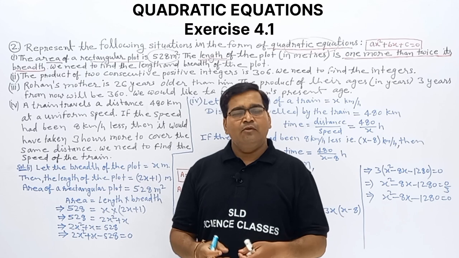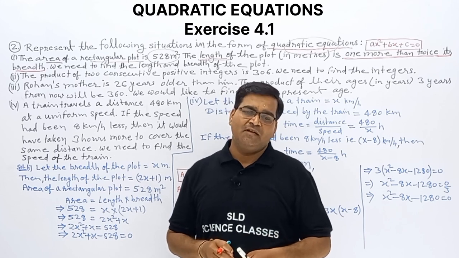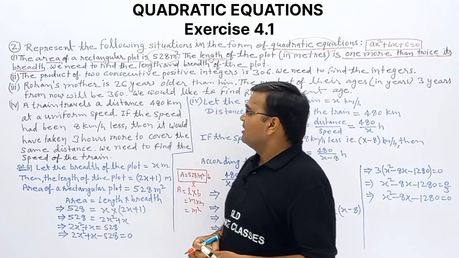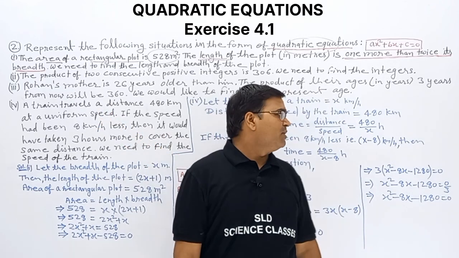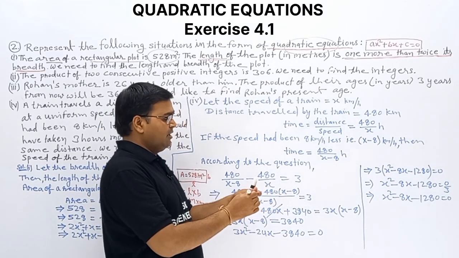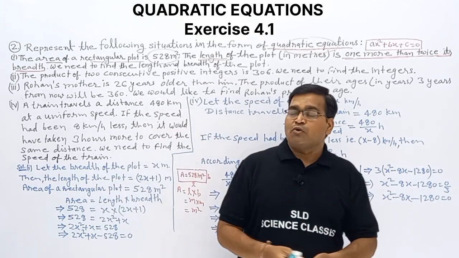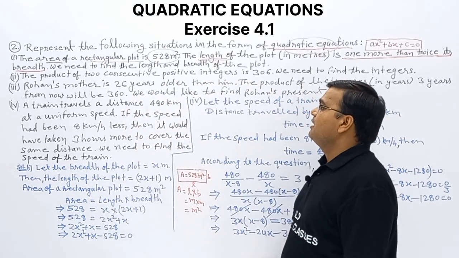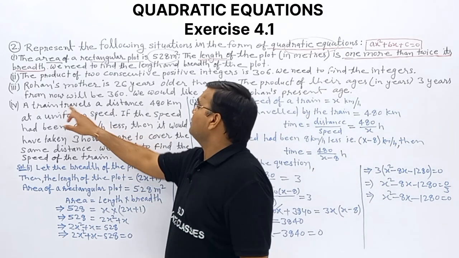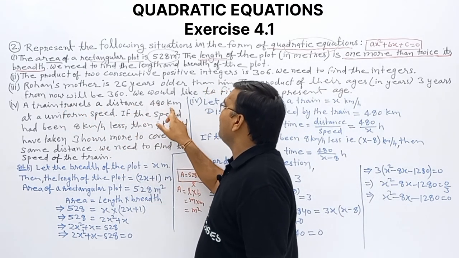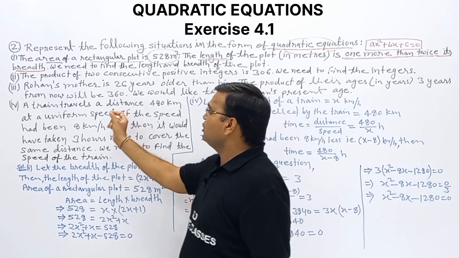If you are not getting it, you can revise this again. Now I am going to solve question number 4. This is an important question, so observe carefully. A train travels a distance of 480 km at a uniform speed.